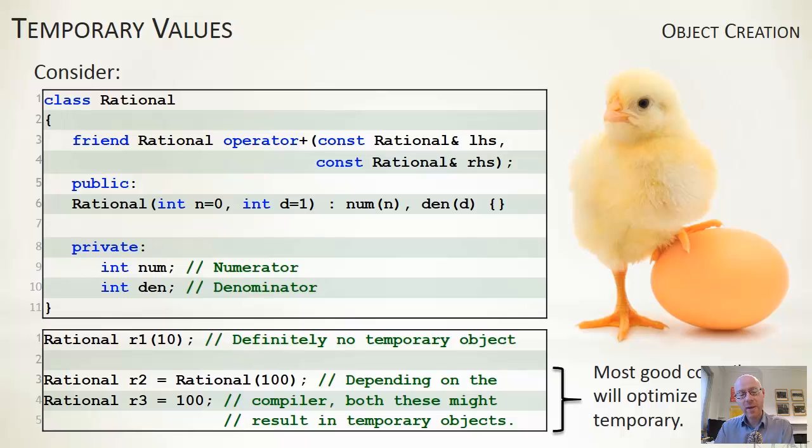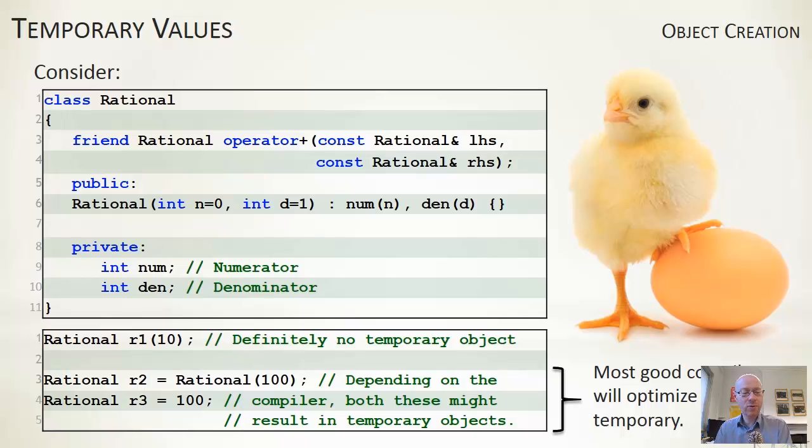Underneath that, we have 3 ways of creating a rational instance. Line 1, we're saying rational R1, and we actually are calling the constructor directly. And in this case, there definitely never ever will be any temporary objects created. It will always give you R1 and it will be created directly.